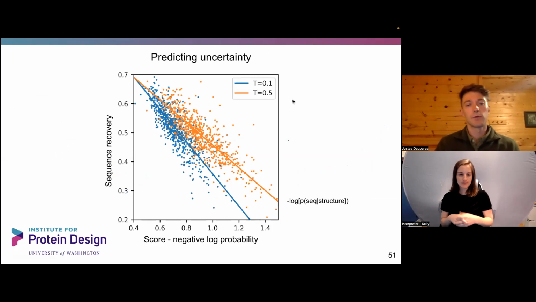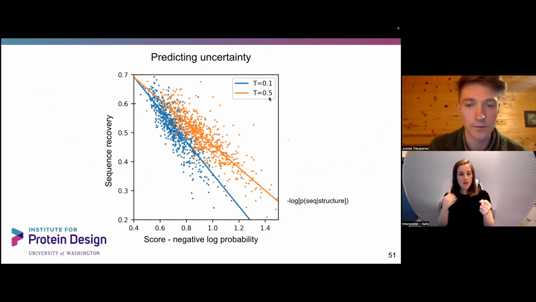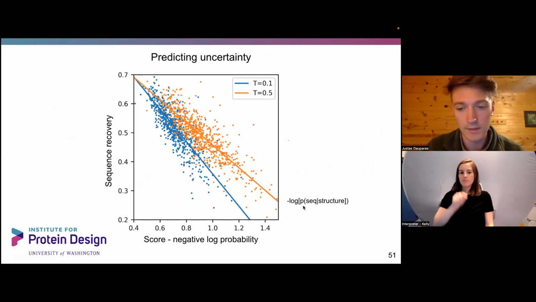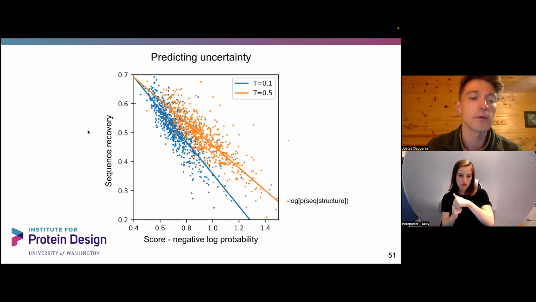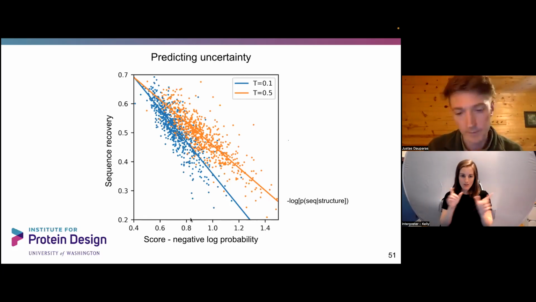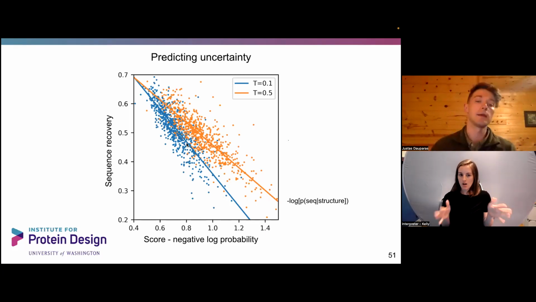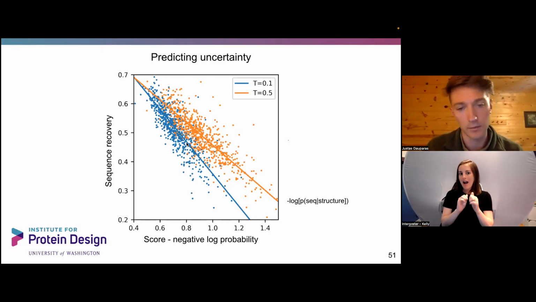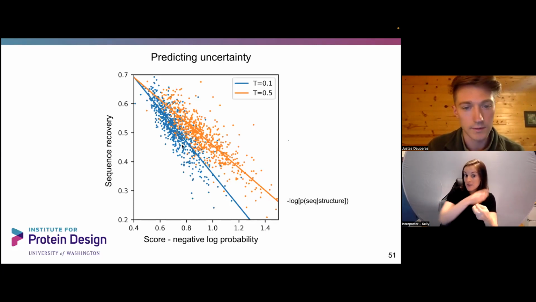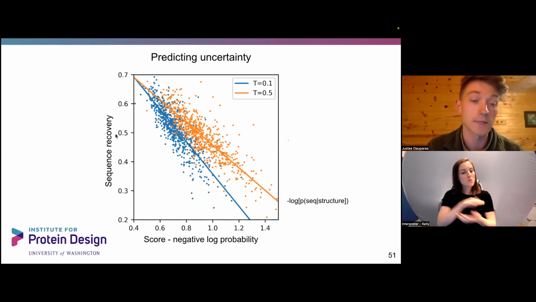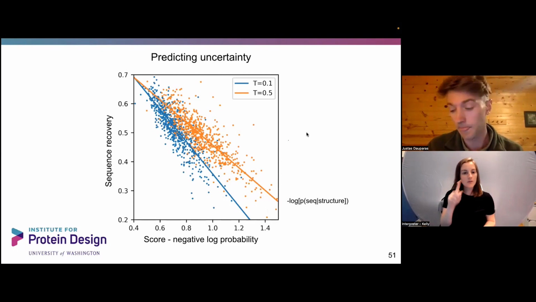It was also important to predict uncertainty. What I'm plotting is the sequence recovery at these 2 different temperatures, 0.1 and 0.5, as a function of the negative log probability, so the probability of a sequence given a structure. When we're designing something, we don't know the sequence recovery because we don't know what we're trying to get, but we get from the model the negative log probability of what the model designed. So we can still get an idea how confident the model is about this specific backbone and sequence match. There's quite a nice line between the sequence recovery and the negative log probability.